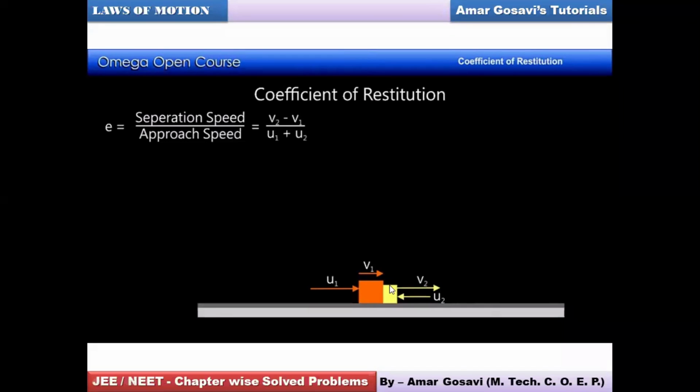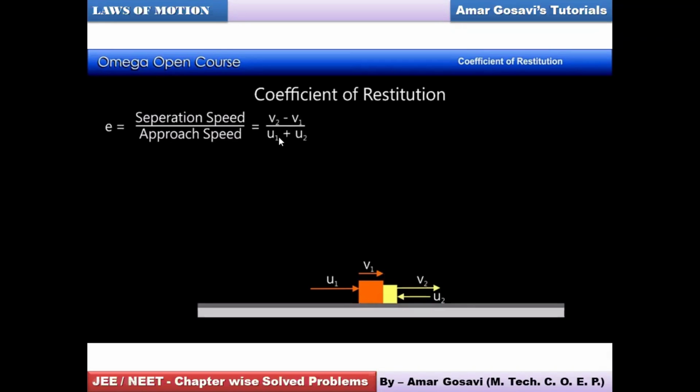Under the given circumstances, we know how we represent coefficient of restitution. This is something which we have done. How you place it in terms of sign is more important. Coefficient of restitution is separation speed divided by approach speed, the same concept. But why are we taking the separation speed as v2 minus v1? We are taking it as v2 minus v1 because v1 and v2 both are directed towards the positive x-axis. You can check out the arrows. Therefore, it is v2 minus v1 in the numerator.